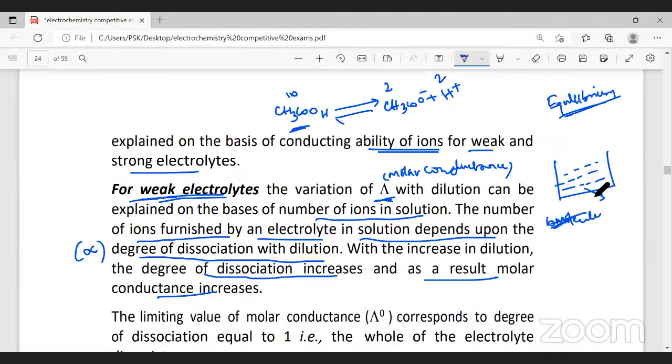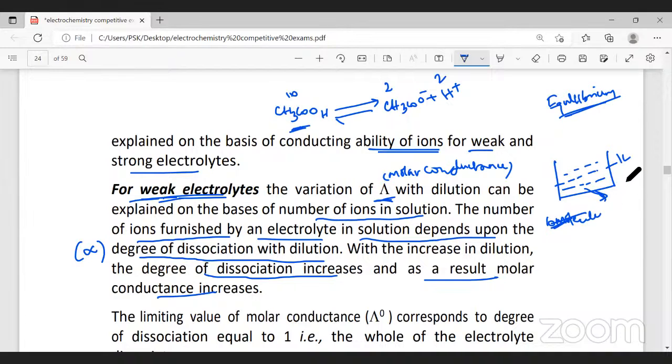How many ions are there? I'm taking 10 molecules of acetic acid. From 10 molecules of acetic acid, 2 molecules are dissociating to form 2 acetate ions and 2 H plus ions. So how many ions are there here? 4 ions are there.